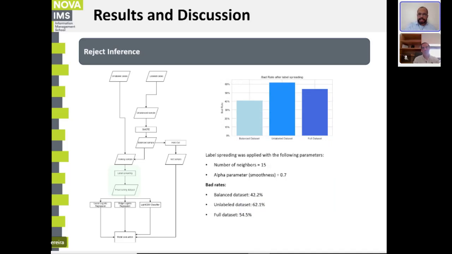As you can see, in the balanced data set, the bad rate was about 40%. The unlabeled data set got a bad rate of 60%. And that's expected, since these cases were rejected, I would expect them to have a way higher bad rate than the balanced data set. One thing to point out here, I used a single parameter set. The number of neighbors in the KNN was 15. The alpha parameter that guarantees the smoothness of the label spreading was 0.7.